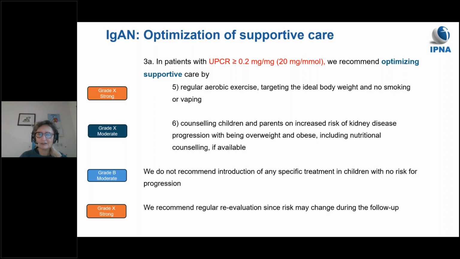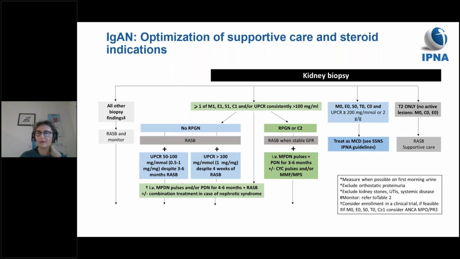It was not recommended to introduce specific treatments in children with no risk of progression. And it was recommended to perform regular reevaluations since, as I mentioned earlier, the risk may change during follow-up. So in terms of when to perform different types of supportive care, I think it's been very clear. What we had a lot of difficulty on, and I'm going to try to give you some insight into this, was on the indications for the use of glucocorticoids in children with IgA nephropathy. Here we know that the practice all over the world varies hugely, and that there's unfortunately very low evidence to guide treatment of children with IgAN in terms of the use of glucocorticoids.